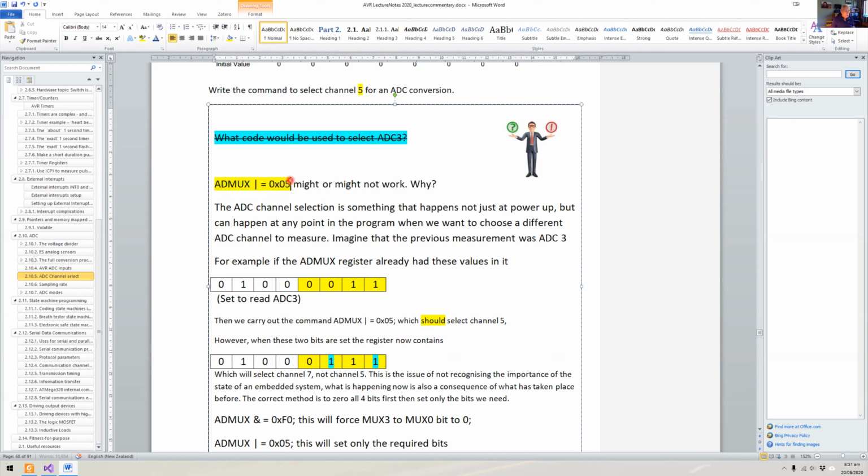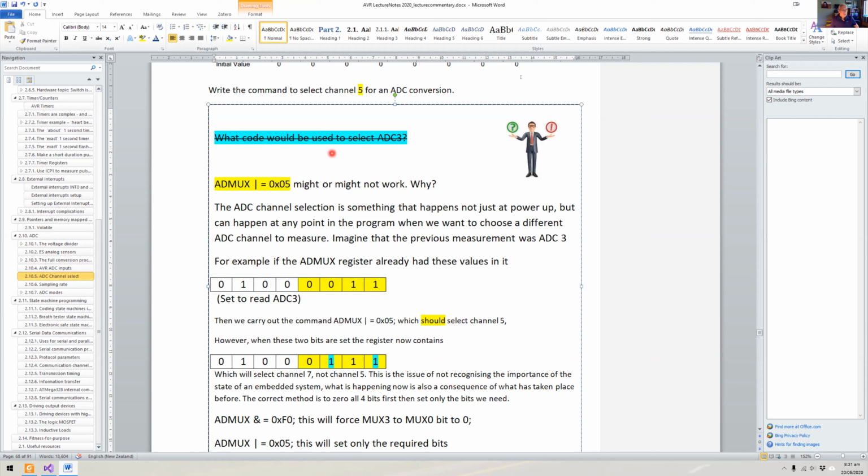However, there's a problem with this. And that's really coming back to our understanding about what state means in an embedded system and inside a microcontroller. Because the ADC channel is something that you don't just set once, it's something you'll go back to at different times, and you'll think about changing the channel that you're measuring.